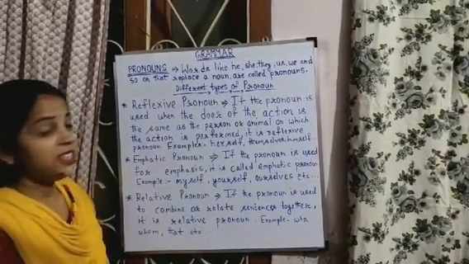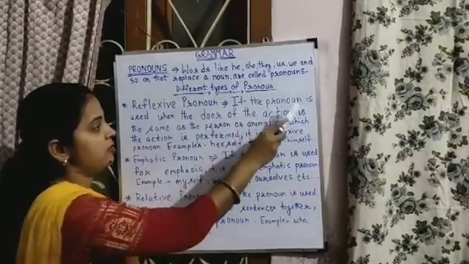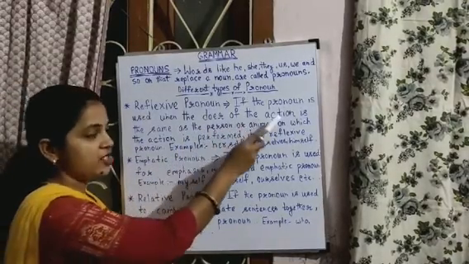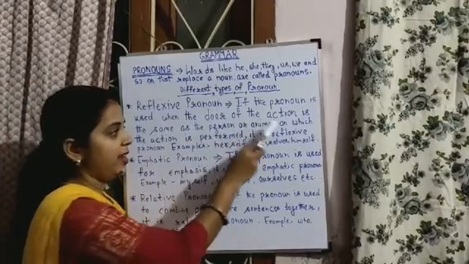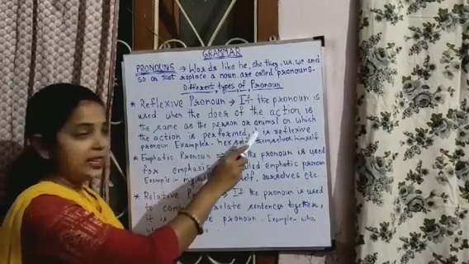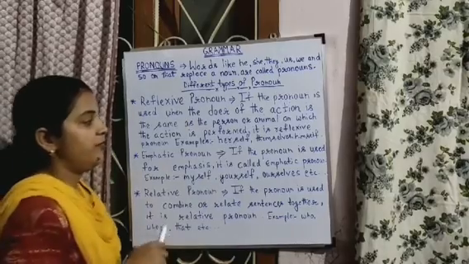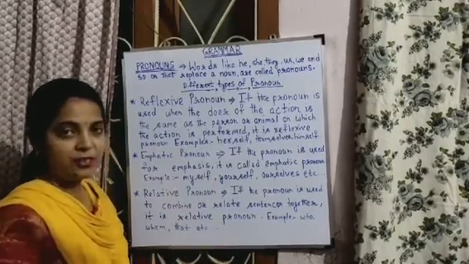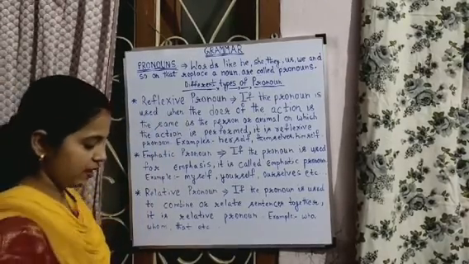Now we will study reflexive pronoun. If the pronoun is used when the doer of the action is the same as the person or animal on which the action is performed, it is a reflexive pronoun. For example, herself, themselves, himself. These are examples of reflexive pronouns.